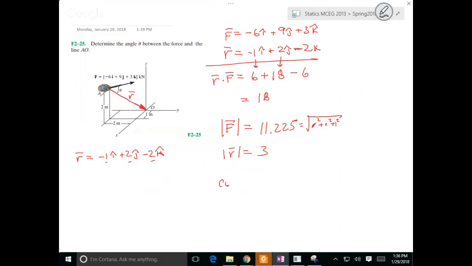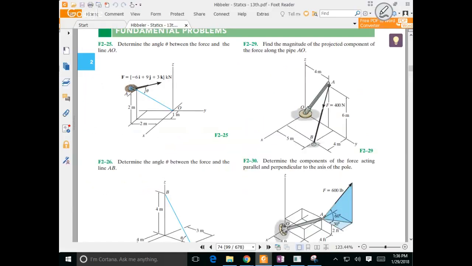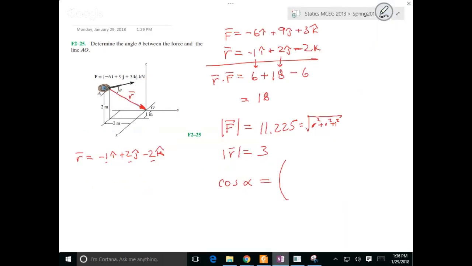So now I want to know the angle between them, but the cosine is equal to what? Now, we could run back to the book. The dot product of two vectors is equal to the length times the cosine of the angle between them. So I take this, move it under there, which says I take the dot product over 11.225 times 3, and that should give me the angle. Does that make sense?